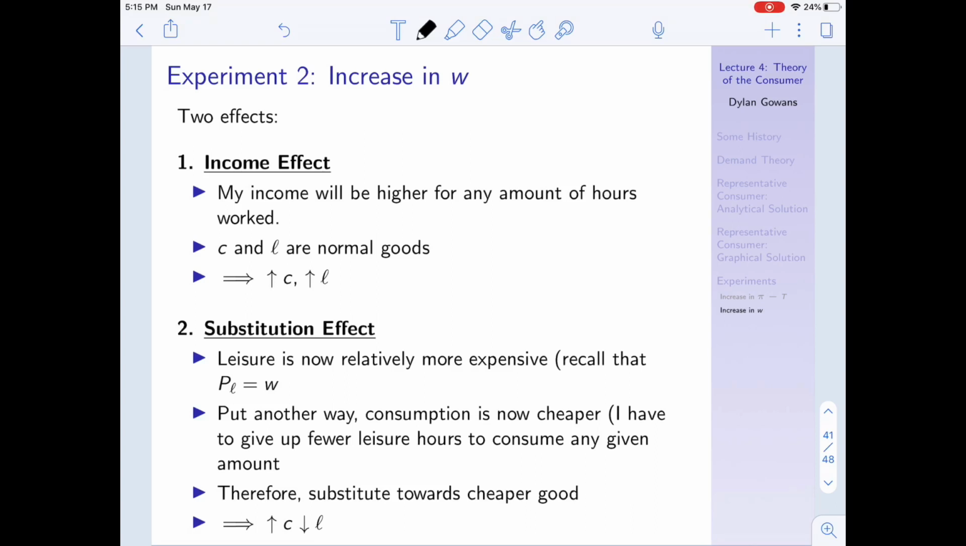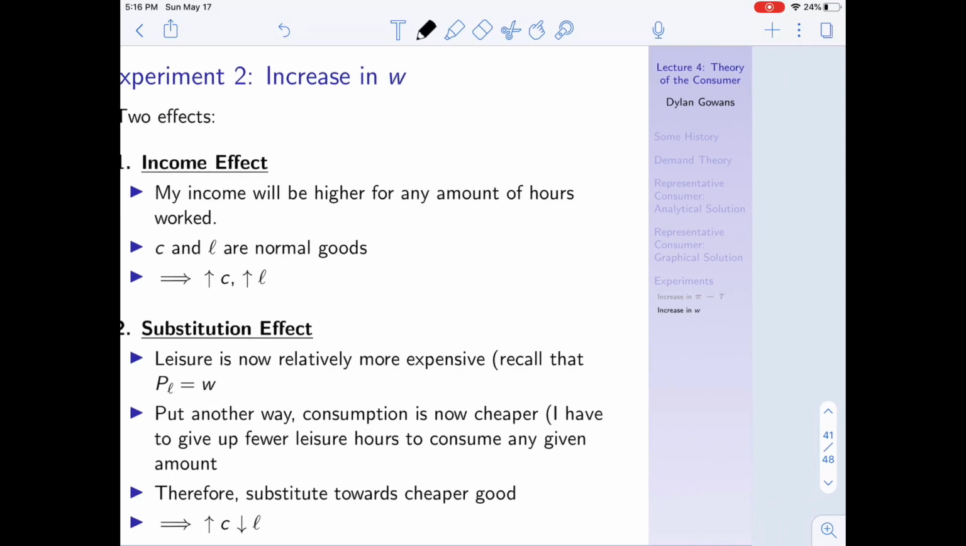But there's also this substitution effect. And that says leisure is now relatively more expensive. So recall that we said that the price of leisure is W, the wage. Or put another way, and this is the same thing, consumption is now cheaper. Okay, so I now have to give up fewer leisure hours to consume any given amount. So it's now cheaper for me in terms of leisure to consume. And so therefore, it should be optimal for me to substitute towards the cheaper good. So this effect leads me to consume more, but to have less leisure, because leisure is now more expensive.